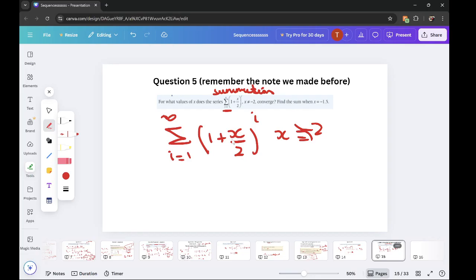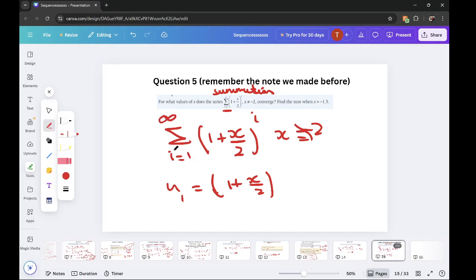Over here, the first thing we have to do is figure out what our r is. We know our first term, u1, is going to be 1 plus x over 2. Yes, that's our u1. So what is our r? What is our common ratio?